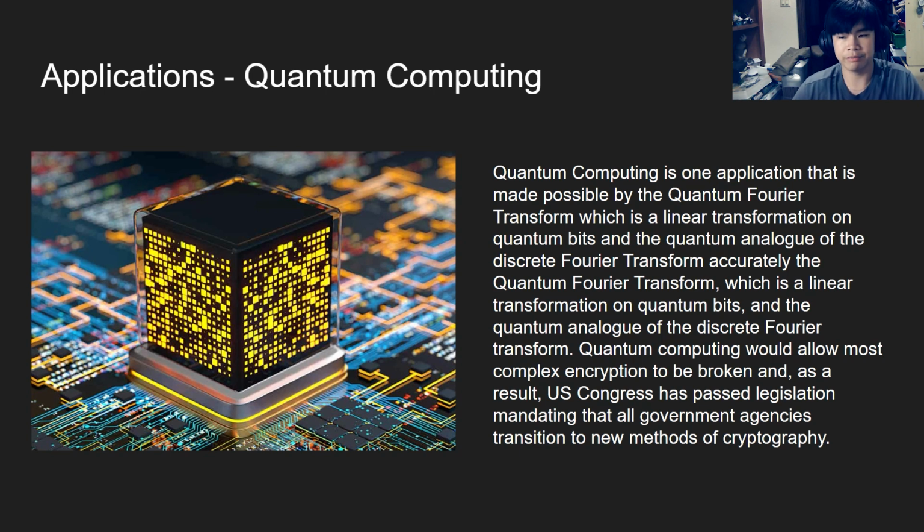Quantum states allow decryption to happen much faster. Just as the traditional Fourier transform decomposes a function into its constituent frequencies, the quantum Fourier transform decomposes a quantum state into its constituent basis states. The quantum Fourier transform is a fundamental building block of many quantum algorithms, including Shor's algorithm for factoring large numbers, a key component of quantum computing. Quantum computing would allow most complex encryption to be broken, and, as a result, US Congress has passed legislation mandating that all government agencies transition to new methods of cryptography, as some nation-states have already begun accumulating encrypted data to be de-encrypted later on.